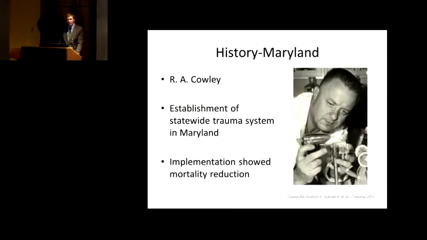R.A. Cowley was credited with the establishment of the first statewide trauma system. This was done at the University of Maryland. He actually coordinated the Maryland Institute of Emergency Medicine, the University of Maryland Hospital, as well as the police department. The concept was that the police would transport patients by helicopter from the site of injury to the institution with dual goals. The first was rapid evacuation, and the second was the timely treatment of shock. Again, this was the first established statewide trauma system, and the implementation of this trauma system is associated with a significant decrease in mortality that I will go over a little bit later.